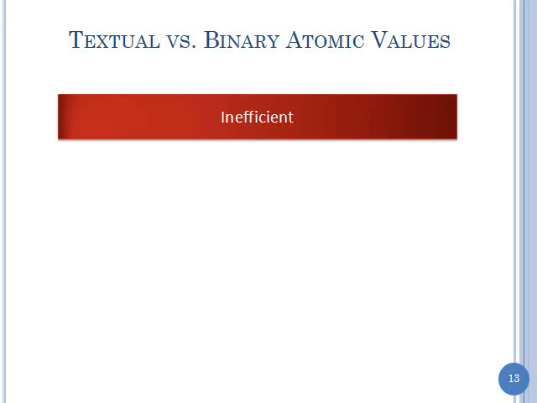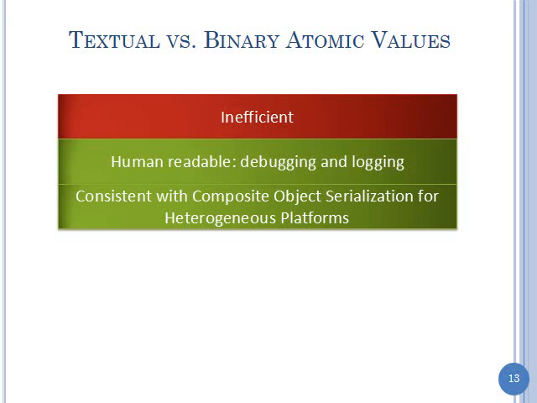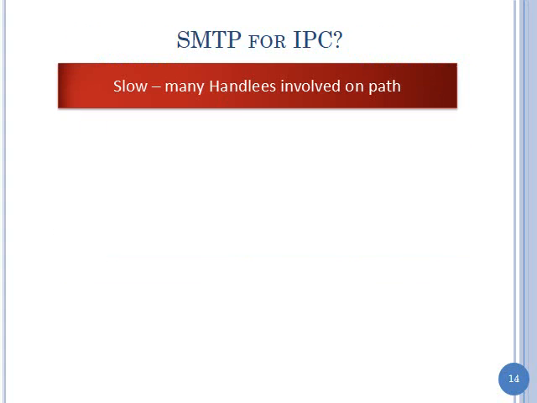So textual versus binary: atomic values, inefficient, human readable, debugging and logging, and heterogeneous platforms can be sent over SMTP.